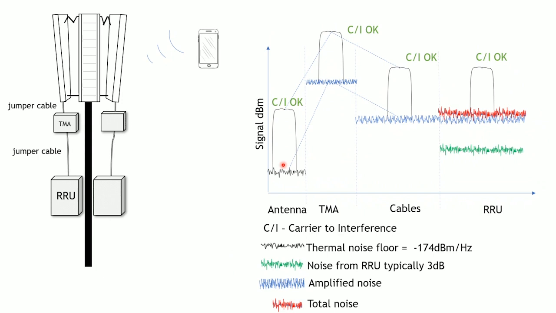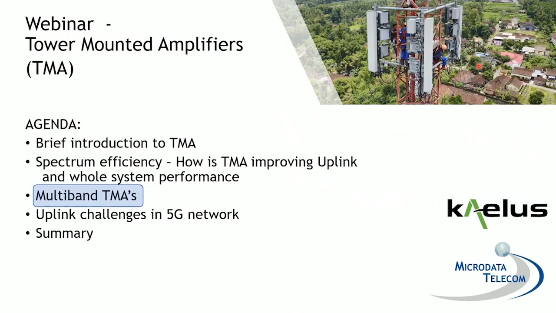So instead of having the 1.3 dB of noise figure of the TMA, we now get 1.3 plus 0.4 and about 1.7 dB of system noise figure. And we have almost the same C over I as we had in the antenna. We have lost a marginal amount of C over I. That is how TMA works. Pretty simple and very, very reliable.